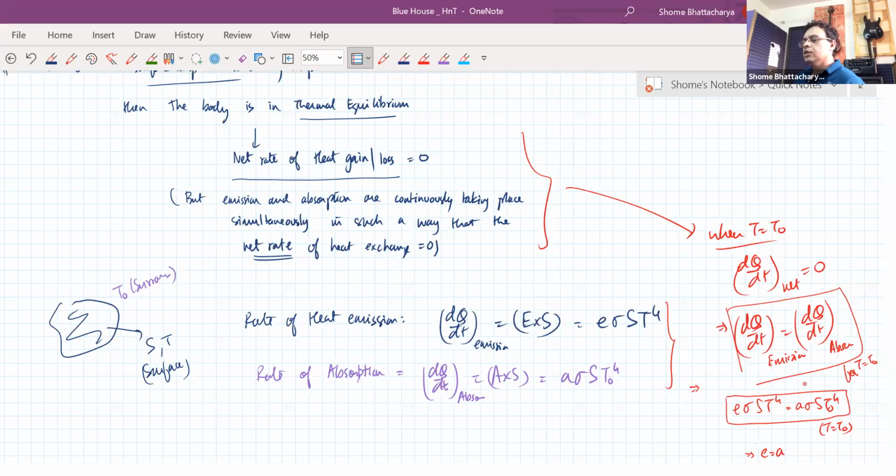Whether the equilibrium is occurring at room temperature, at 50 degrees C or at 0 degrees C, whenever the surface temperature is equal to the surrounding temperature, the rate of emission must be equal to the rate of absorption. That itself means the emissivity must have a numerical value exactly equal to the absorptivity. What is S here? S is the surface area.